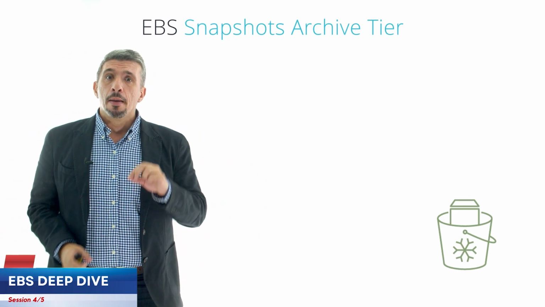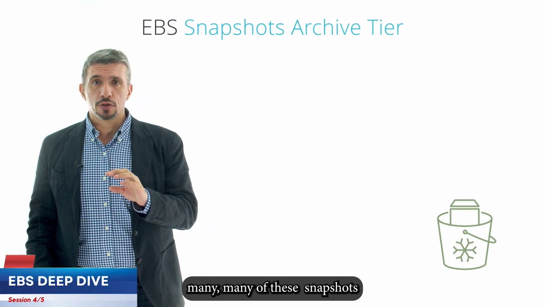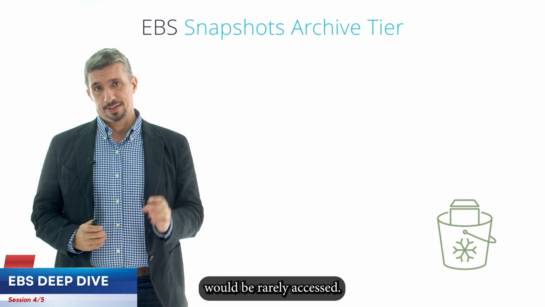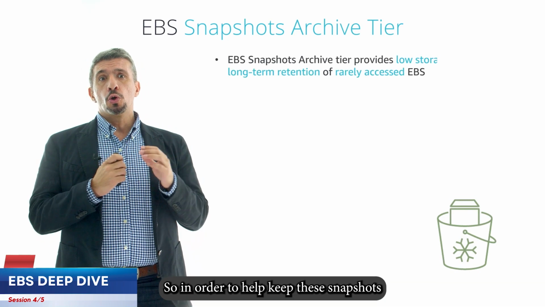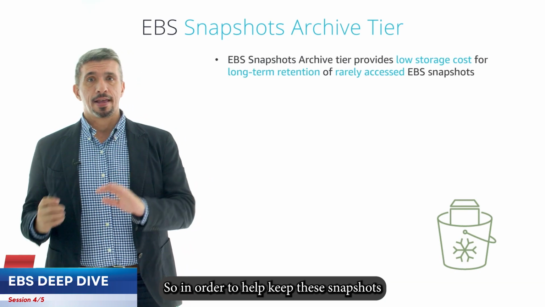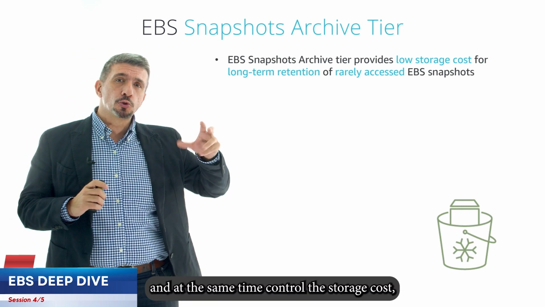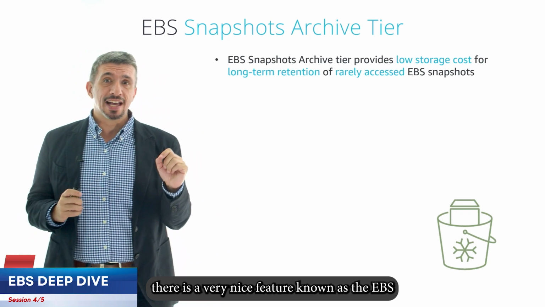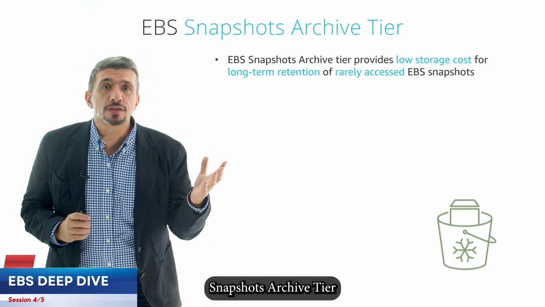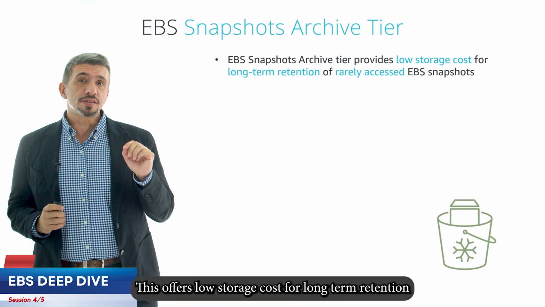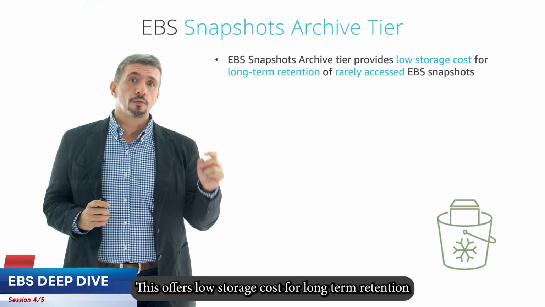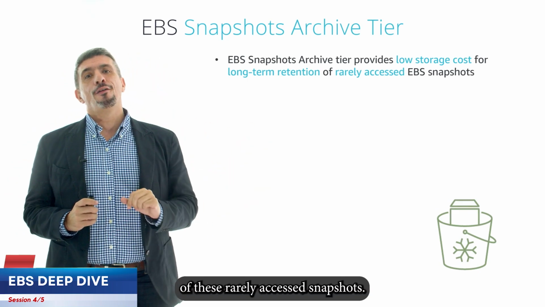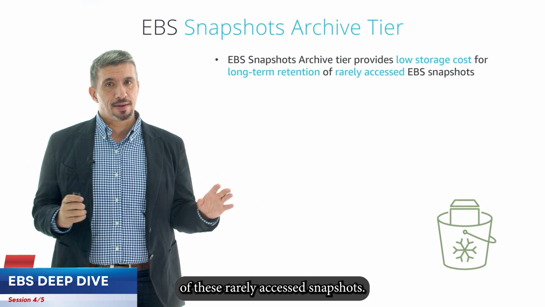But in reality, many of these snapshots would be rarely accessed. So in order to help keep these snapshots and at the same time control the storage cost, there is a very nice feature known as the EBS Snapshots archive tier. This offers low storage cost for long-term retention of these rarely accessed snapshots.